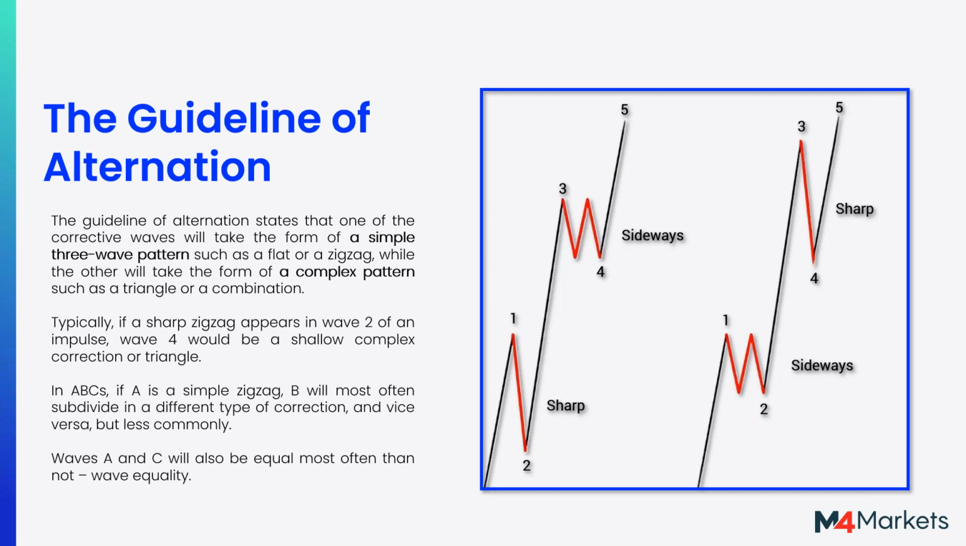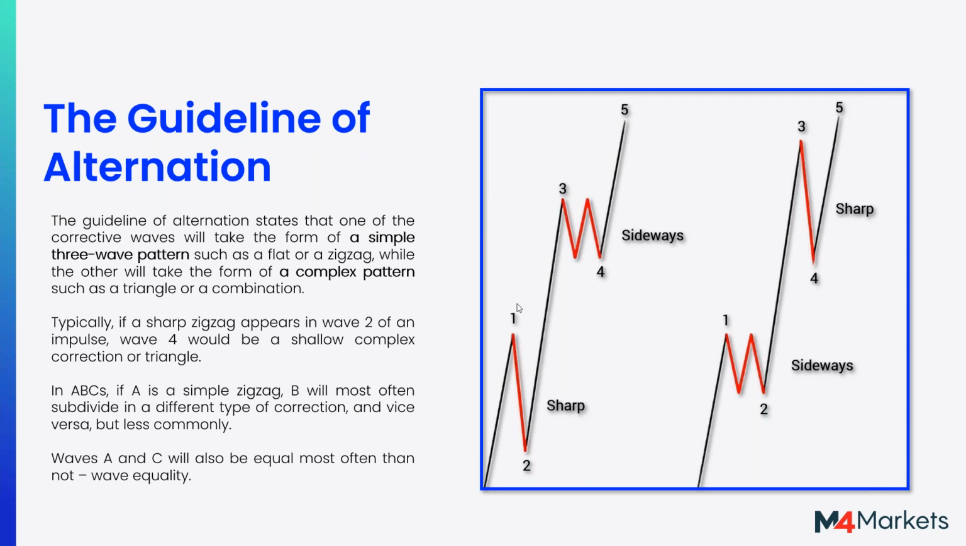Now, the most important guideline, the guideline of alternation. The guideline of alternation states that one of the corrective waves will take the form of a simple 3-wave pattern, for example, over here, a zigzag or a flat. A flat is a simple 3-wave pattern, while the other will take the form of a complex pattern, such as a triangle or a combination.